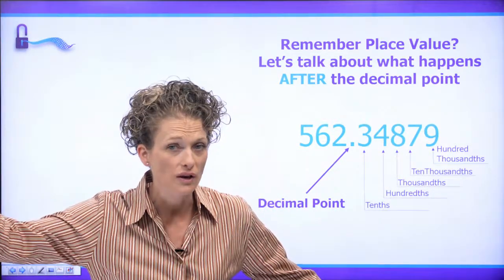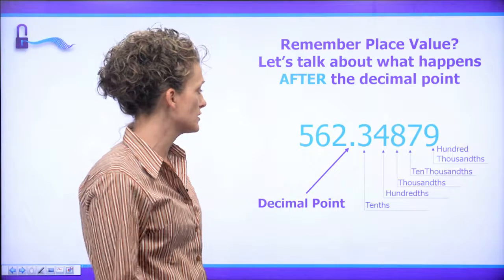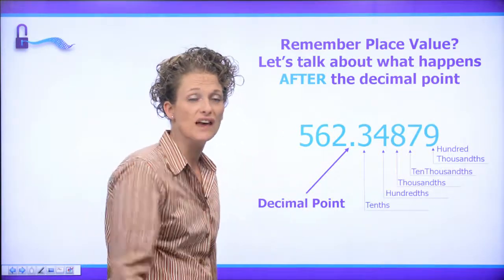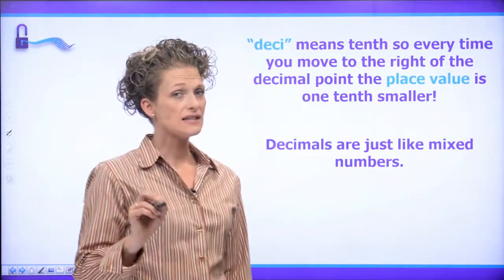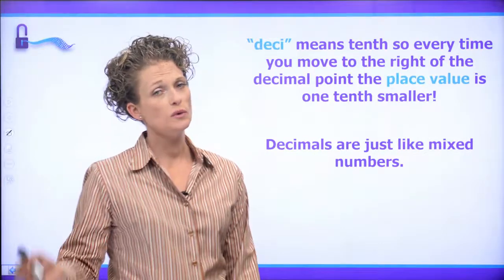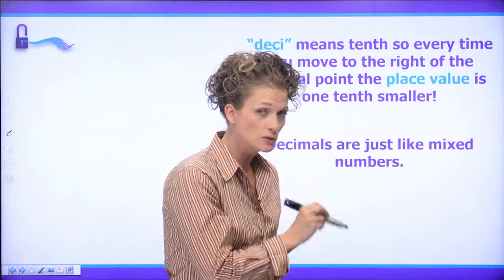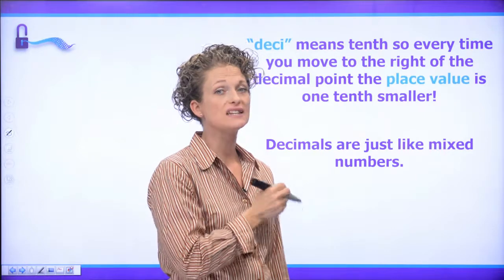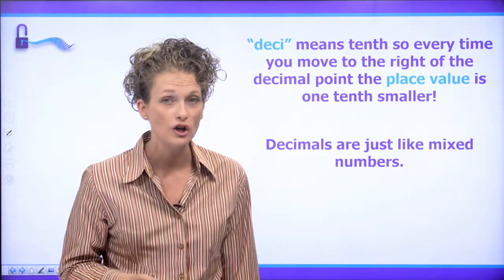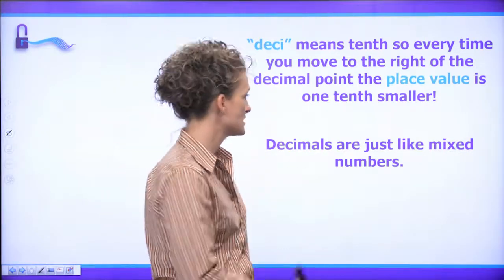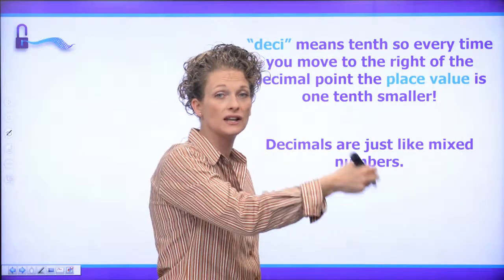And you could keep going on. Theoretically, you could keep going on forever. But I think you get the point. Deci means tenth. So when we move to the right of the decimal point, the place value is 10 times smaller. So we're talking about tenths. It is 1/10 of the number beside it.